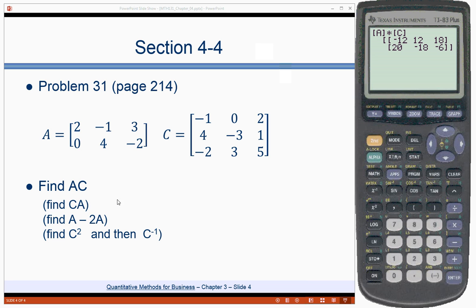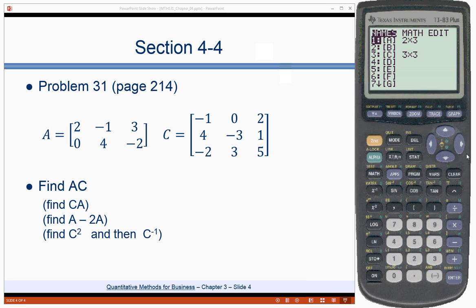Let's see if we reverse that and try to multiply C times A. I've got a 3 by 3 multiplying by a 2 by 3. It shouldn't be allowed. I don't have as many columns in C as I do rows in A. So if I reverse them and try to do C times A, I'd be trying to take this row from C and multiply it by this column of A, and I don't have enough entries in A to do that multiplication. So let's see what the calculator tells us when we try to do that.